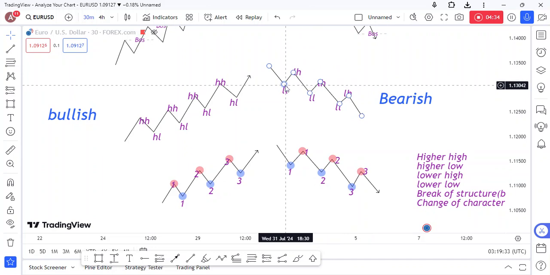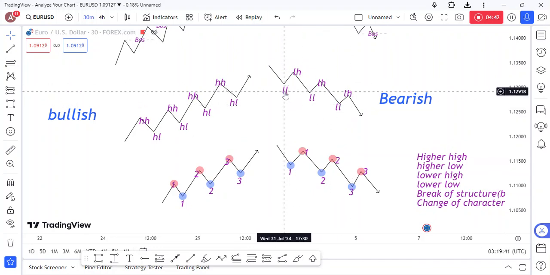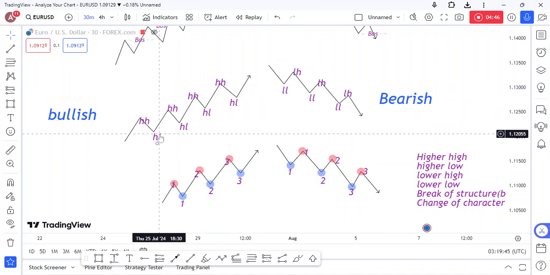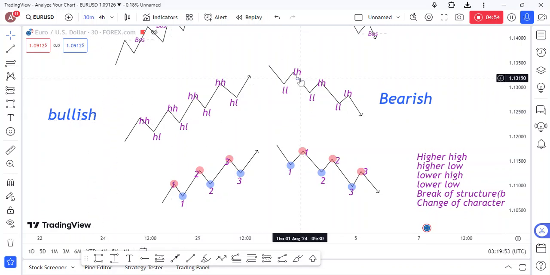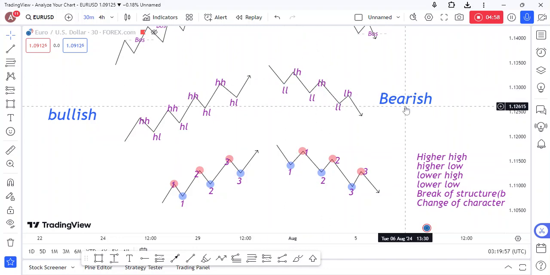And then when you take the lower lows, we realize that the lows are decreasing ones. So we modify it to say that they are lower lows. Okay. Now, when you have a series of higher highs and higher lows, we call it a bullish market or bullish structure. Now, when you have a series of lower highs and lower lows, we say it's a bearish structure.